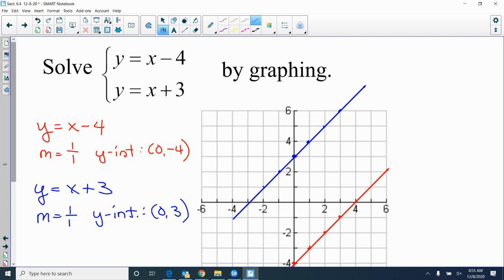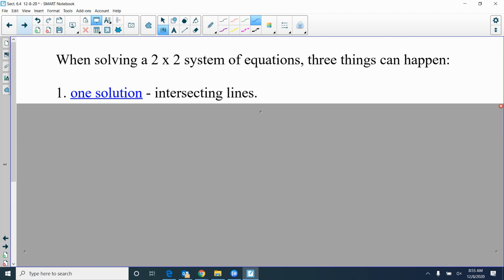So this is where we come up with these special cases, because sometimes we're used to coming up with a point. Here's what happens. We get 3 things. Now, this is on your guided notes at the top there. 3 things can happen when you're solving a 2x2 system. The first one, in that blank, you're going to get one solution.